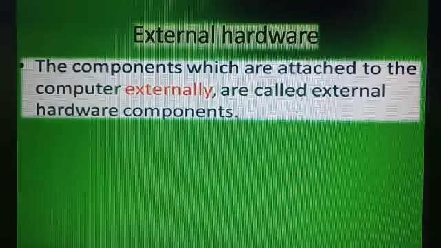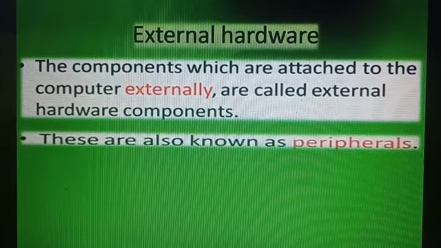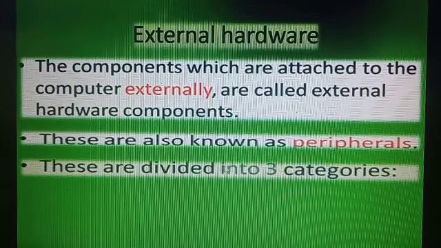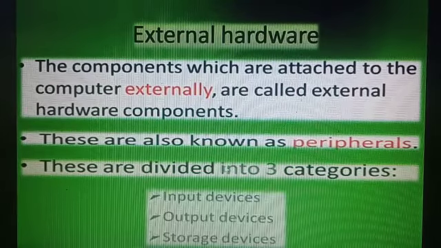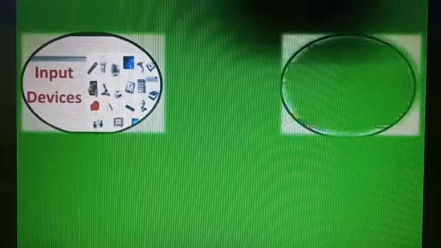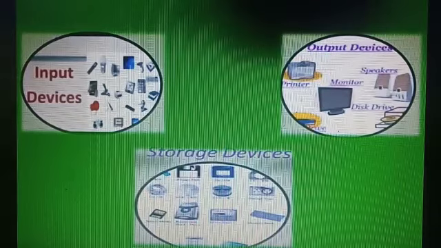External hardware. What is external hardware? The components which are attached to the computer externally are called external hardware components. These are also known as peripherals, and these are divided into three categories: input devices, output devices and storage devices. You can see the picture of input devices, output devices and storage devices.